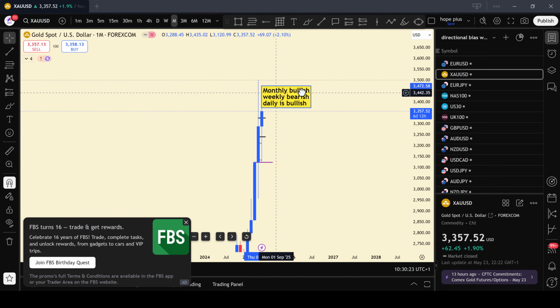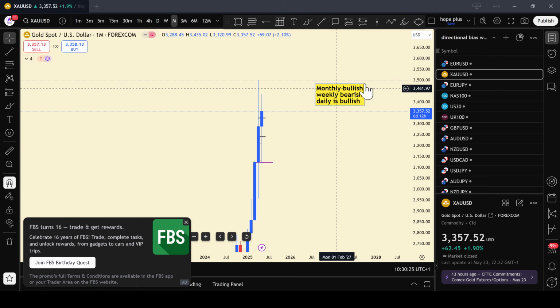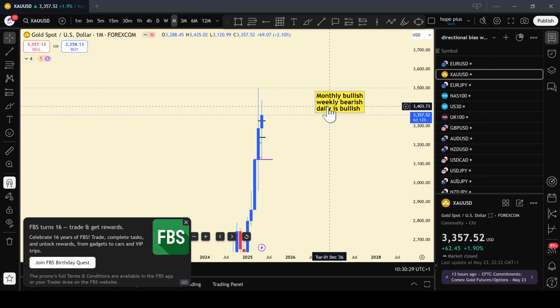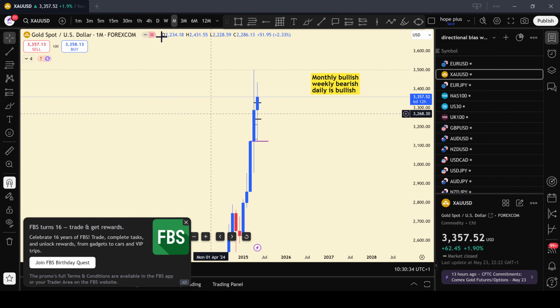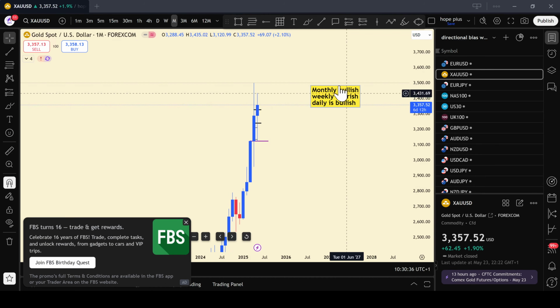And from my caption here, monthly is bullish. This was for last week. Weekly was bearish, and then daily is bullish. But we're going to see if this narrative is still in place. All right, it's still in place.